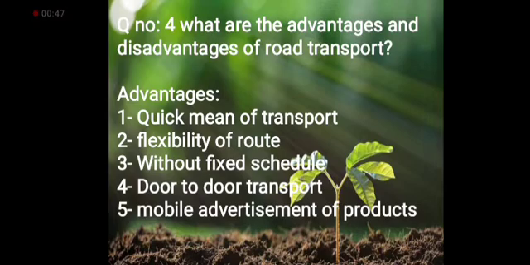Now come to the fifth point, that is mobile advertisement of the products. Nowadays you must have observed that big painted advertisements are on rickshaws and buses. So road transportation is also a means of mobile advertisement of different products. Their information is given on them. It is a free sort of advertisement that you can read while on the move and get information about different products. So this is also an advantage of road transportation nowadays.